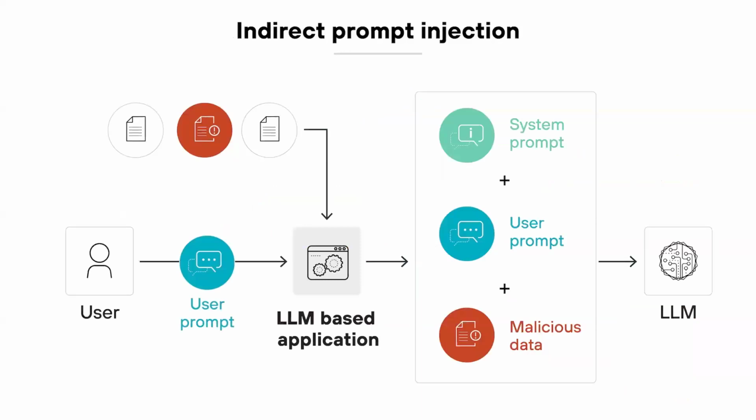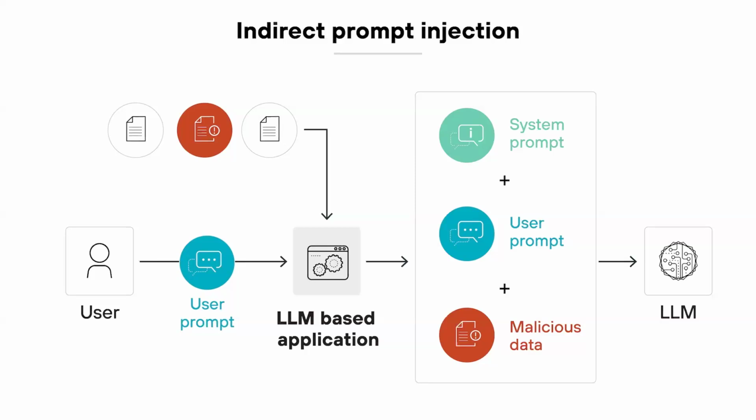Then in case of indirect prompt injection, again the user will provide the user prompt to the LLM-based application. The LLM-based application has multiple sources. It may be a website, a data store, or files. Then the query will be constructed. Now in this case, there are three things: one is the system prompt, second is the user prompt, and third is the malicious data.